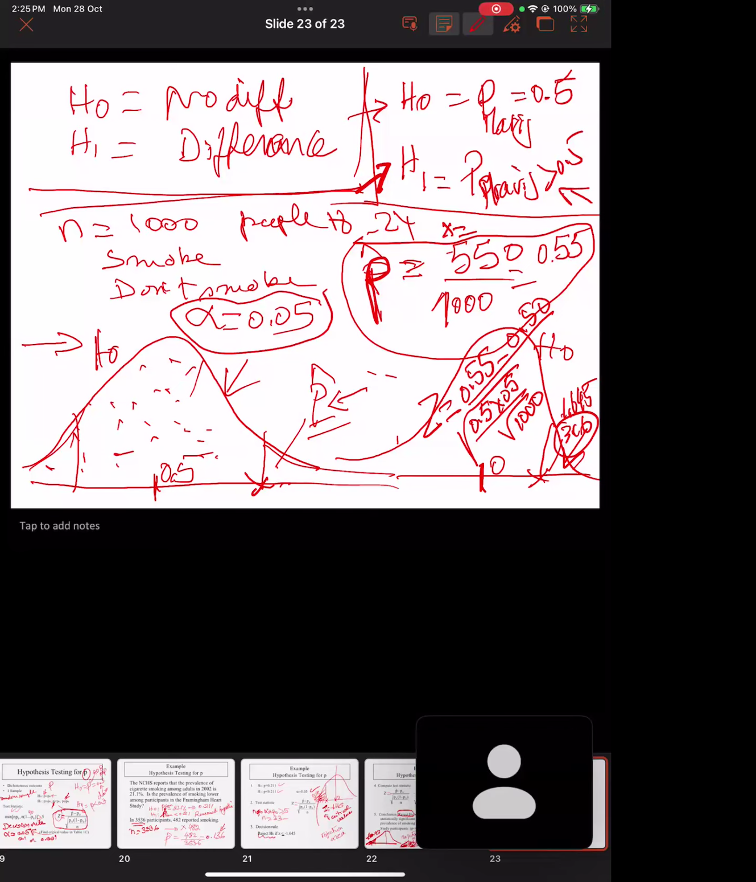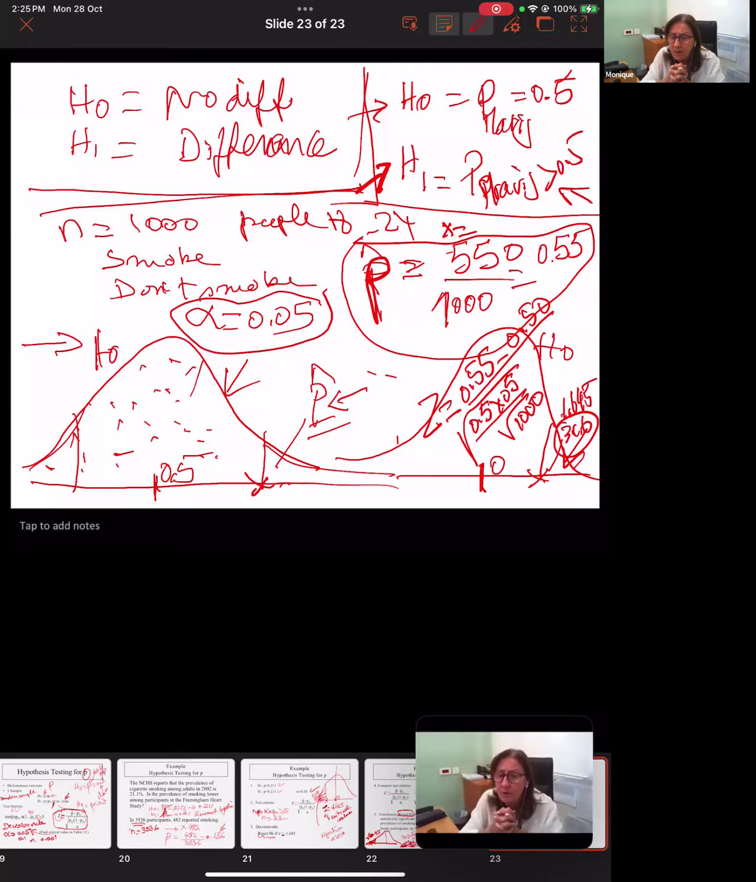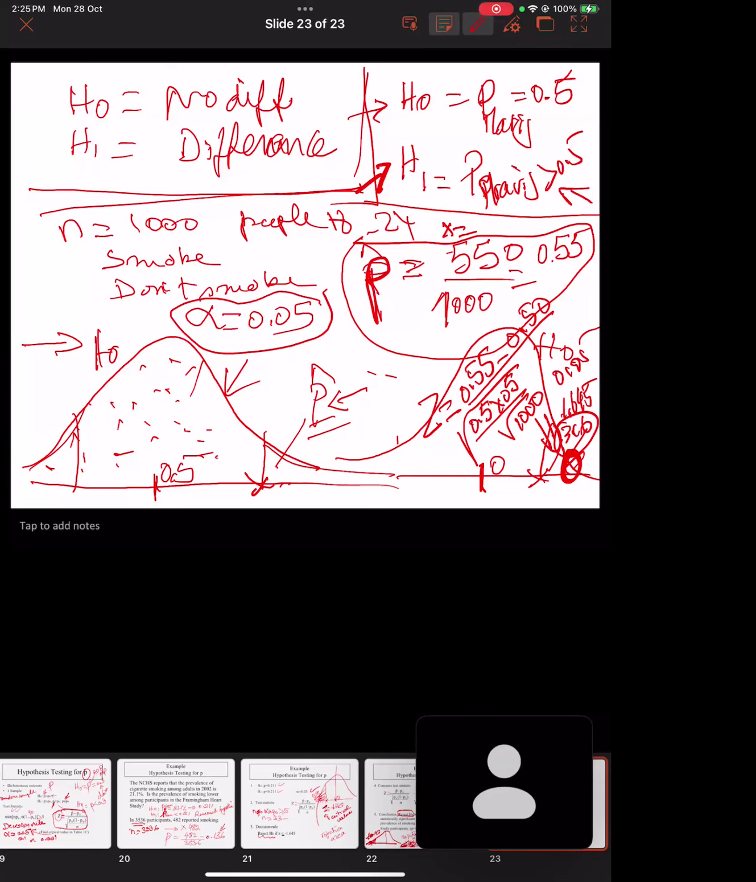If I'm rejecting, it means it is greater than 0.5. One other thing I can do is find the probability associated with 3.16. It's going to be less than 0.05. The probability will be much less than 0.05 because it is at the border, at the tail.